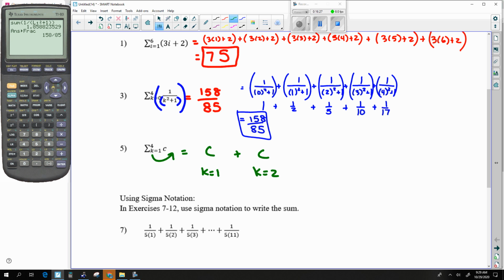Again, there still isn't a k. K is equal to 3, and then k is equal to 4. But notice that there isn't any k's, so that doesn't really go in there. However, the summation still goes again and again. So ultimately, we have c plus c plus c plus c for when k was 1, 2, 3, and 4. So this is ultimately going to be 4c.